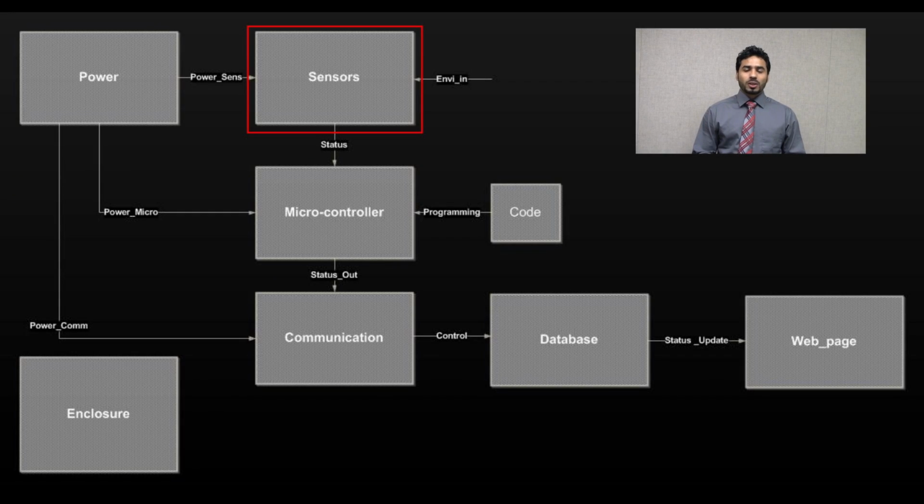The sensors block will consist of passive infrared modules, which will detect the change of infrared radiation emitted by the human body. It will have 2 inputs and 1 output.